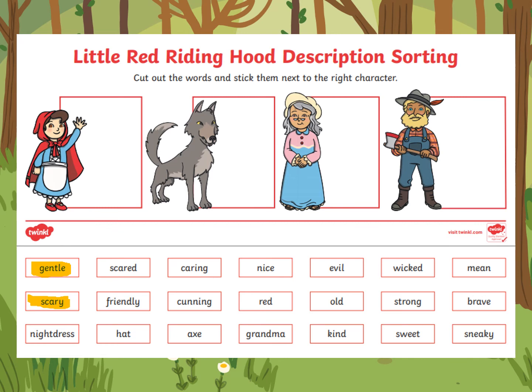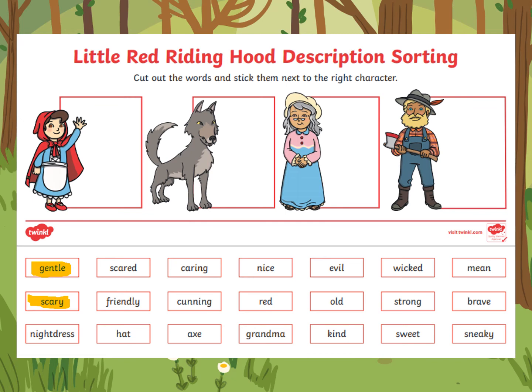Which other character do you think scary might fit with? If you're not sure, just pause the video and have a think. I think probably it would be the wolf, wouldn't it? The wolf might be scary, but I don't think that Little Red Riding Hood is. So we'd write scary next to the wolf, but we wouldn't write it next to Little Red Riding Hood.